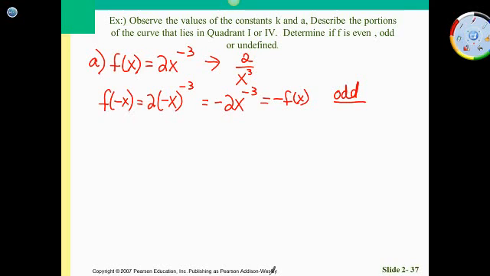Okay, so I just did the even, odd, undefined thing. It's not undefined. Okay, then what do you guys think for the graph? Is it increasing or decreasing in the first and fourth quadrant? You can cheat and look at this if you want.